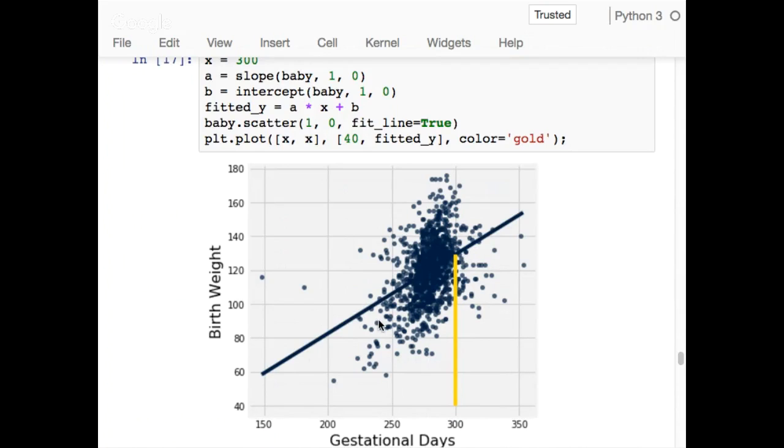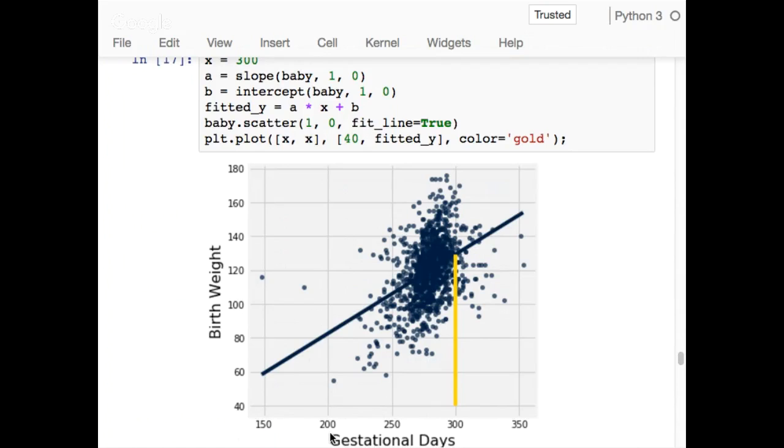We can ask the same for different values of x, right? So we can say, OK, maybe we want to ask, what about 250 gestational days? What about 350 gestational days, right? And what we notice here is that based on our scatter plot, it's probably going to be hard to make a prediction about 350 gestational days, or maybe like 200 gestational days.